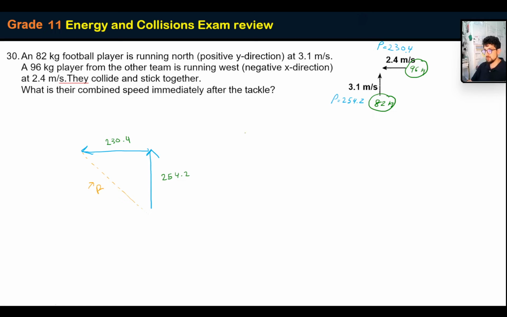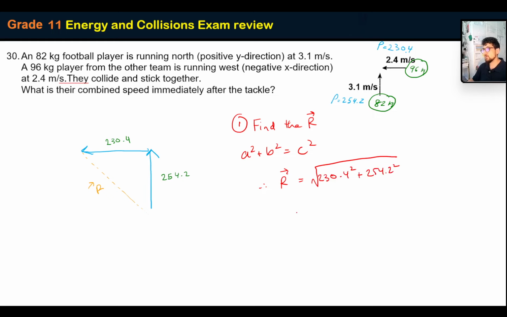So first I have to find the resultant vector, right? That's the first thing I have to do. And then once I find the resultant vector, I can calculate the velocity, which is what they're asking for. So that's going to be a squared plus b squared equals c squared. And so therefore, r is going to equal the square root of, 343.1 kg meters per second. That's what that is, and it's going to be northwest.